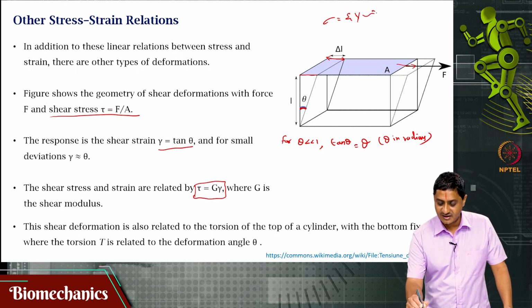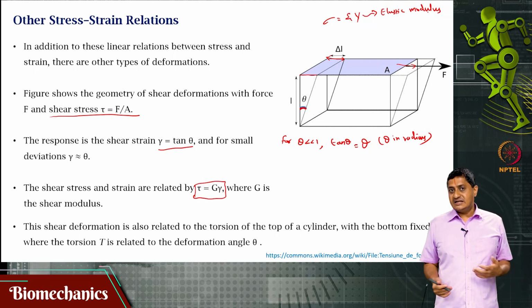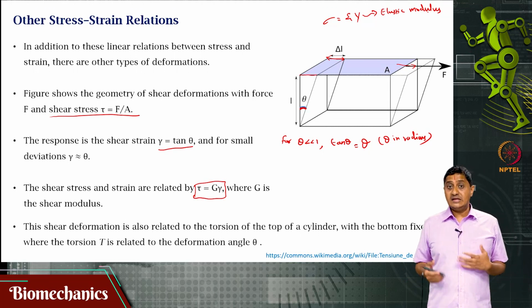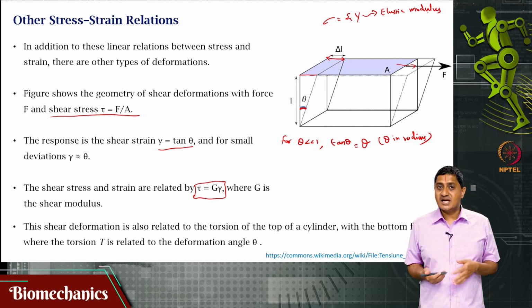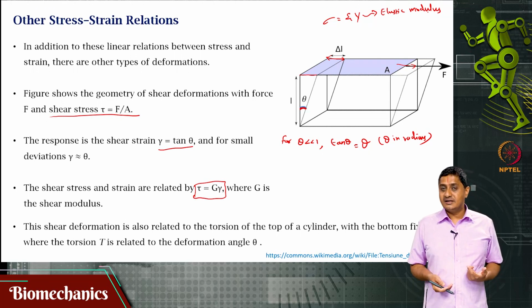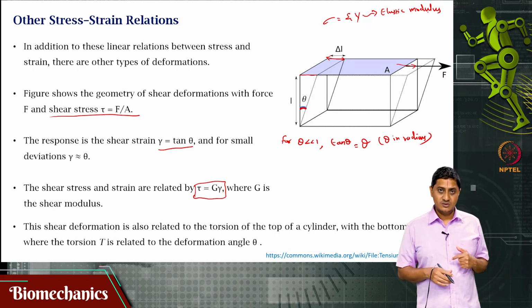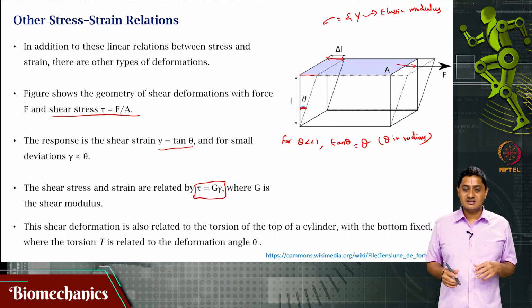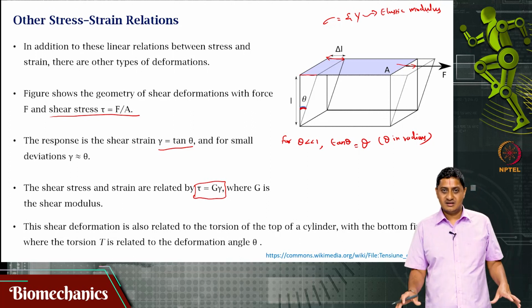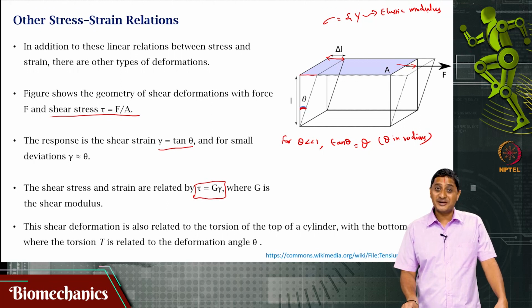Here we defined Y as the elastic modulus. Remember, this is the elastic modulus. Note that these two are independent of each other. It is likely that one material will have a high elastic modulus and not necessarily a high shear modulus, and one material may have a high shear modulus and not necessarily a high elastic modulus. There is some relationship between these two, but that is not something that we can understand very simply. It is a property of the material.